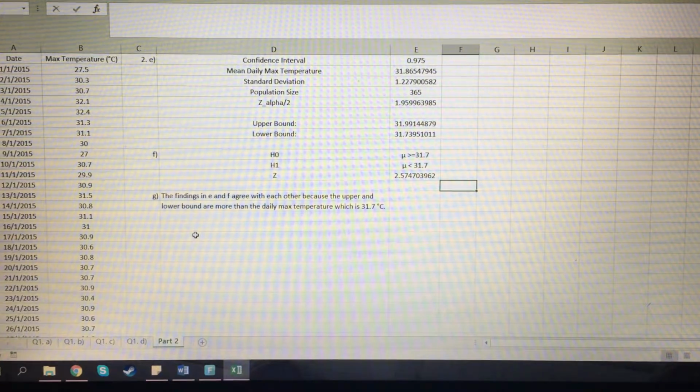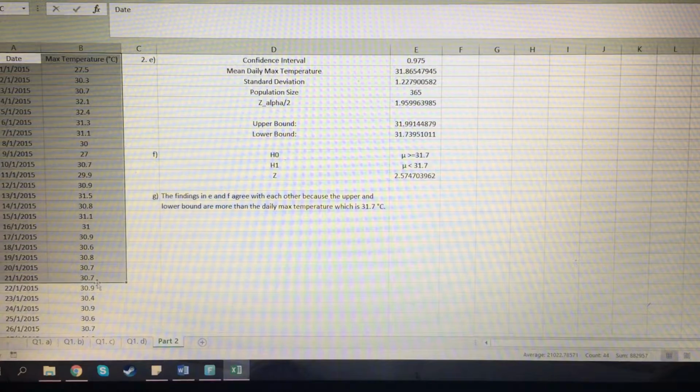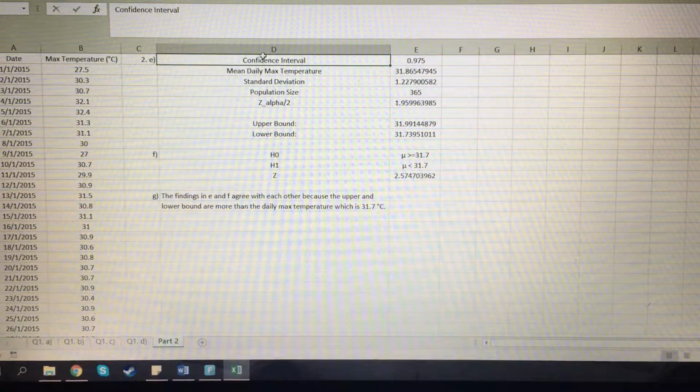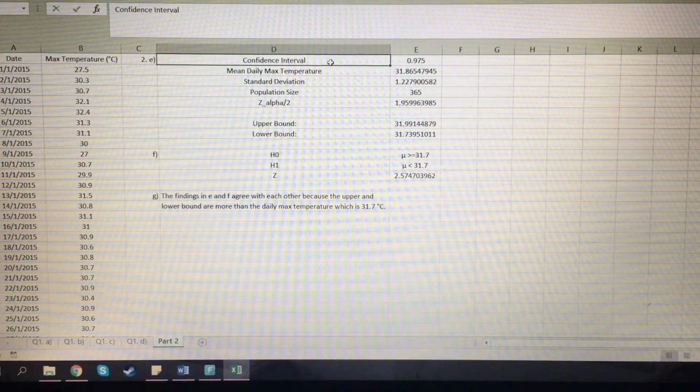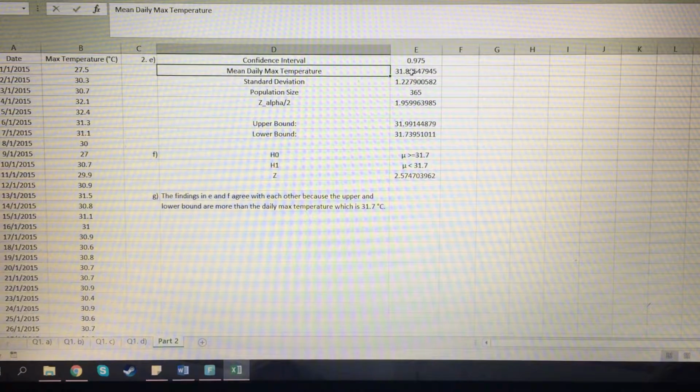Moving on is part 2, question E. So in order to do this question, I input this data, max temperature, for the months in 2015, and then the confidence interval is 0.975. The mean daily max temperature.